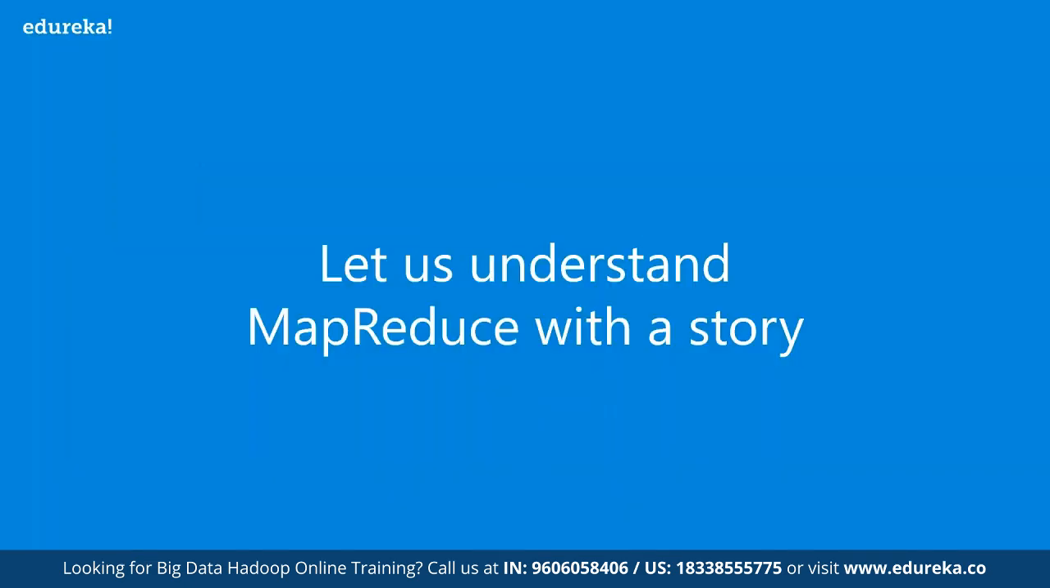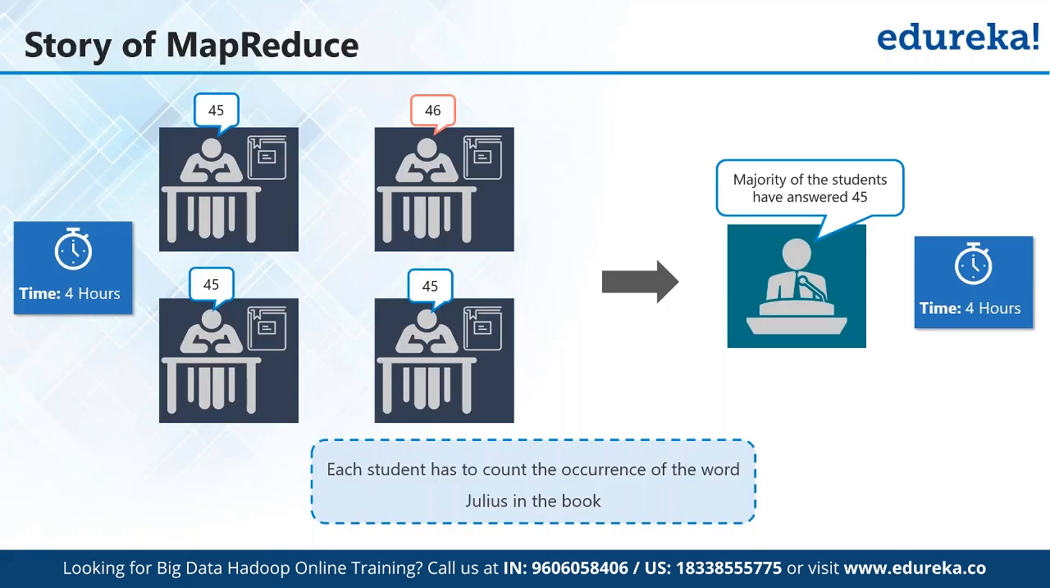Now see the MapReduce part, the processing part. You now have your data stored, guys. Please understand the story of MapReduce, how distributed processing works. Let's say you have a book and you have to find the occurrences of the word Julius in the book. You ask each one of these 4 guys to tell you how many times Julius has come up in that book.